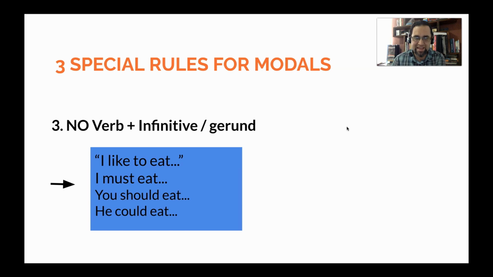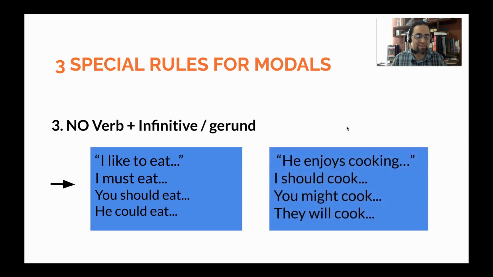A very common mistake is to say something like I must to eat. That would be wrong. Modal verbs don't need the infinitive. Same thing with the gerund. You say he enjoys cooking. Then if you want to use the verb cook with modal verbs, it's I should cook. You might cook. You don't say I should cooking. So remember, the second verb in this case after a modal verb doesn't change. You don't need an infinitive. You don't need a gerund. So after seeing these three special rules that modal verbs don't follow, let's take a look at some examples.